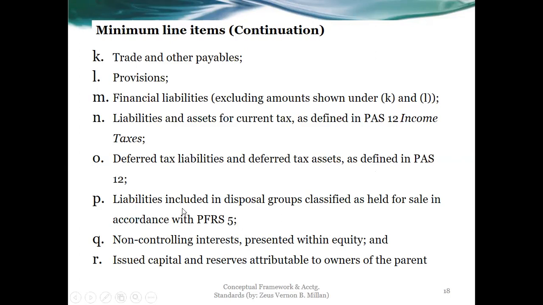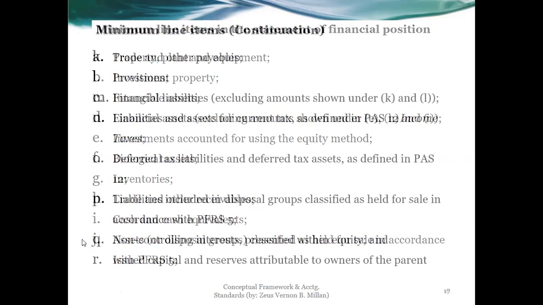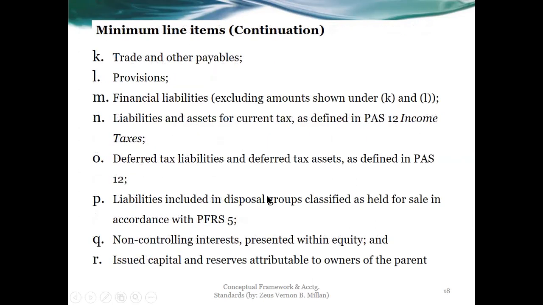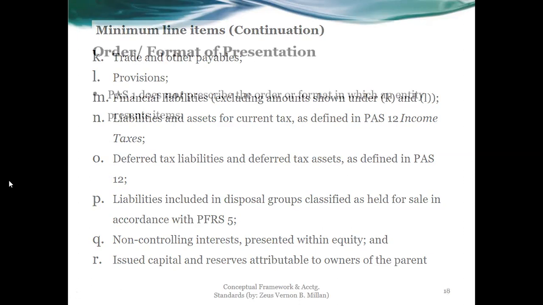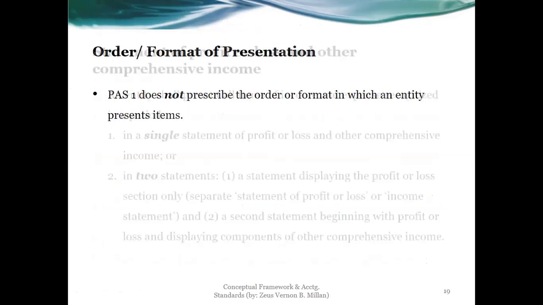items, so assets there on the previous group. So we have letter J, well, the liabilities on the disposal group. So there are certain non-current assets which are now classified as held for sale. So by then, the non-current classification prior will make it current in the current times under PFRS 5. And Q and R will be on the equity. So liabilities and equity continuation. Now, order or format, as said, there is no prescription as to the order or format.